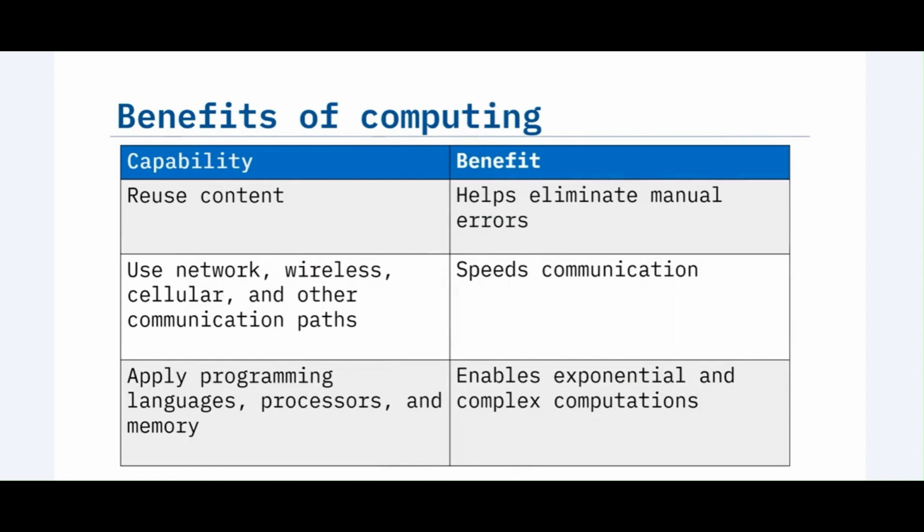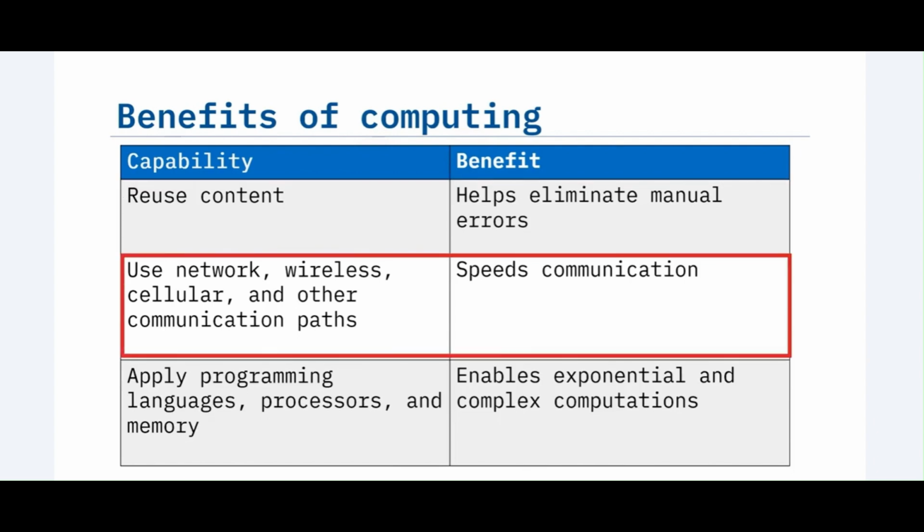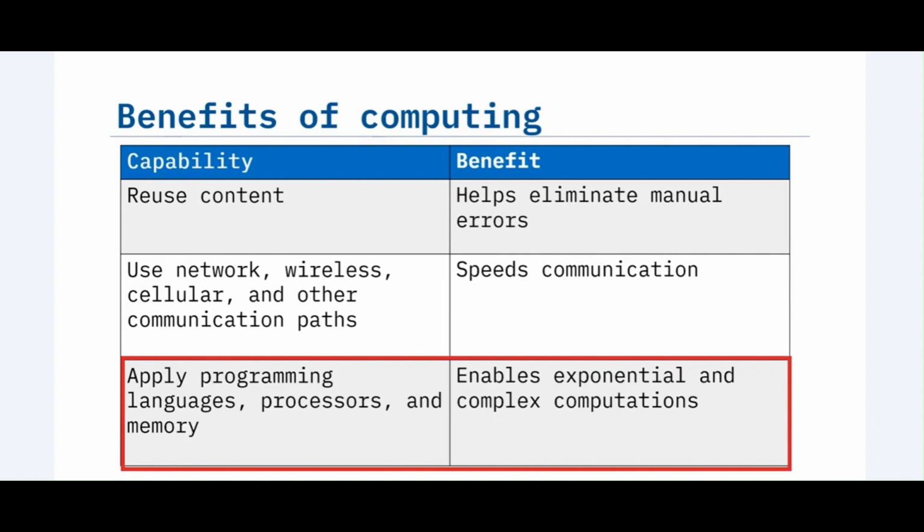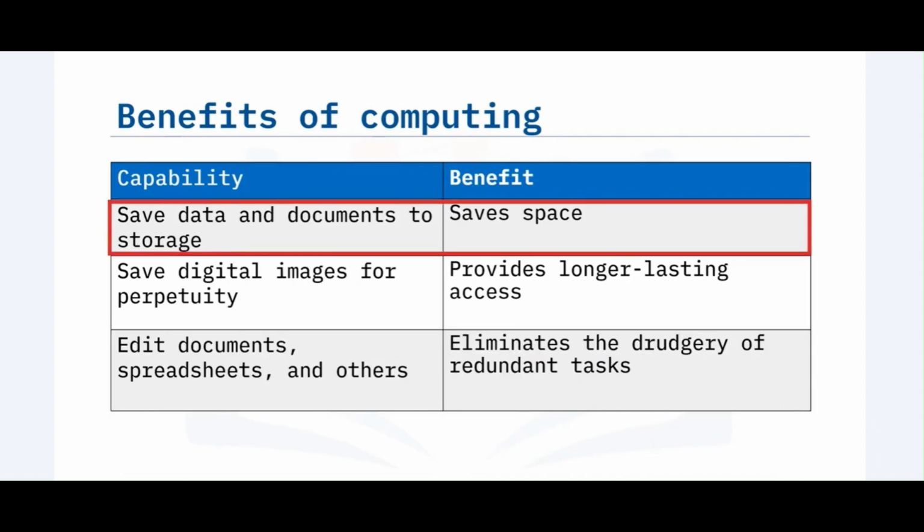So, what are the advantages of using computers? Manual entry errors are eliminated by using capabilities such as copy and paste and data duplication to reuse data or content. Communication is sped up by using network, wireless, cellular, and other communication technologies. Exponential and complex computations, such as those used for medical research, civil engineering, and space exploration, are enabled by processors, memory, and programming languages. Computers enable the saving of documents and data to disk storage, eliminating the extra storage space needed for stacks of paper.